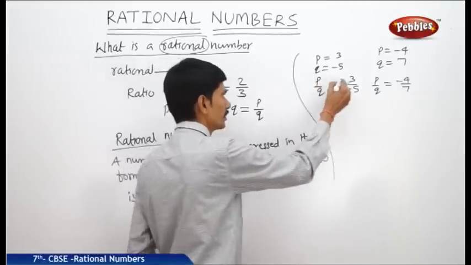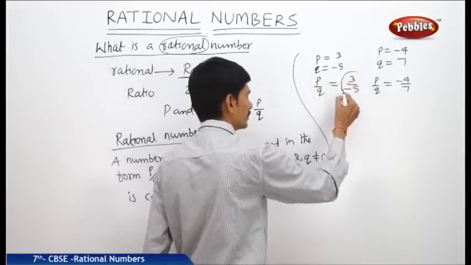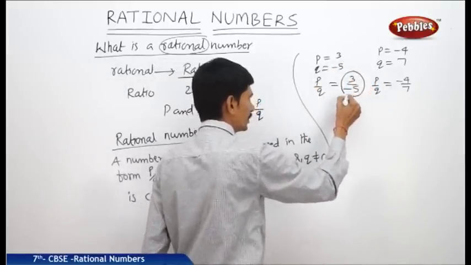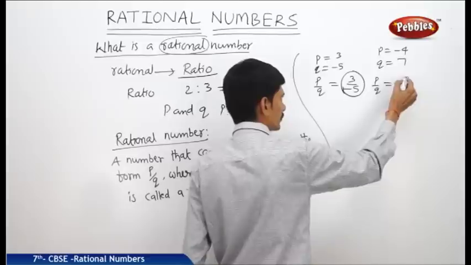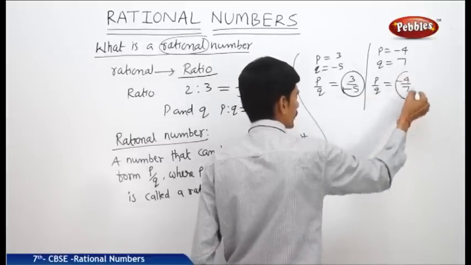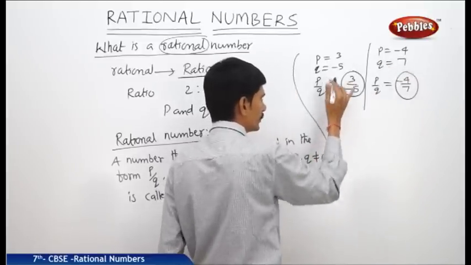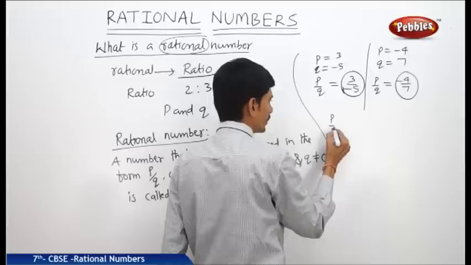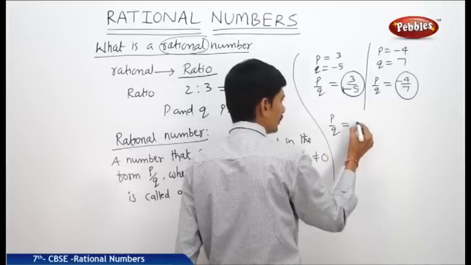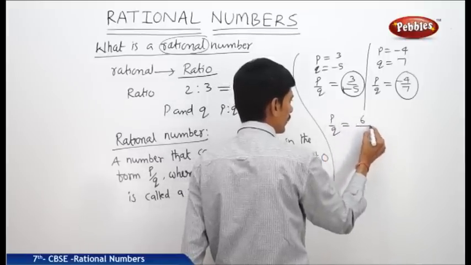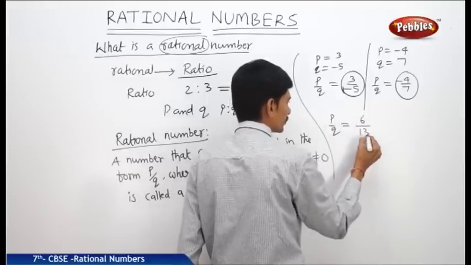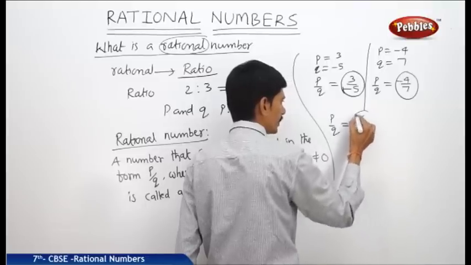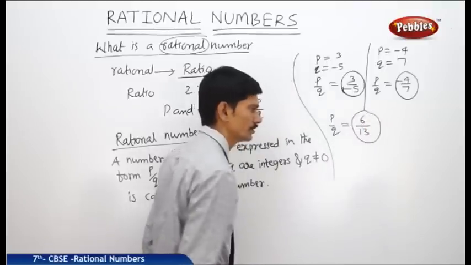Here this is a negative rational number and this is also a negative rational number. And if both P and Q are positive, say P value is 6 and Q value is 13, then P by Q forms 6 by 13. So this is a positive rational number.